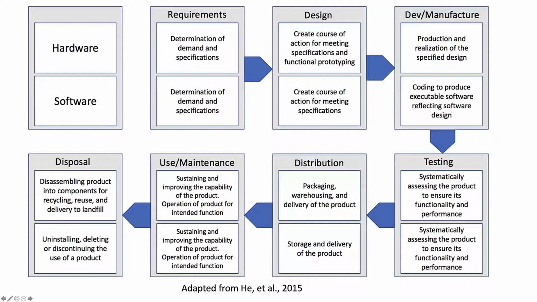Then we move to the development and manufacture phase. And manufacture just means that you're putting together the components for the hardware, or you're starting to code. That is your software development. So you're having the source code, which then produces executable code. And then that moves down to testing. And then you're systematically assessing the product to ensure its functionality and performance. And that goes for both hardware and software.